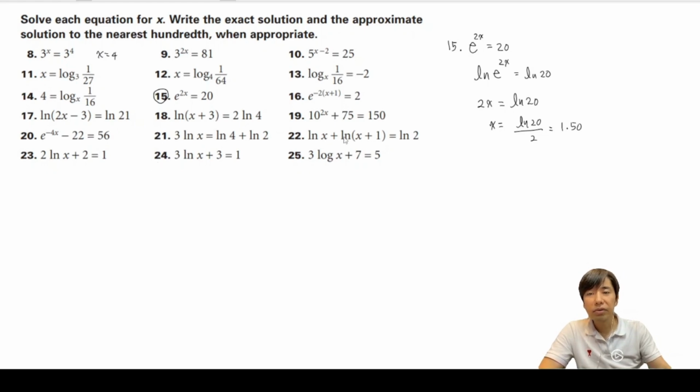All right, we can do the same thing for 16. 17, obviously easy. Let me do something like 21. Okay.